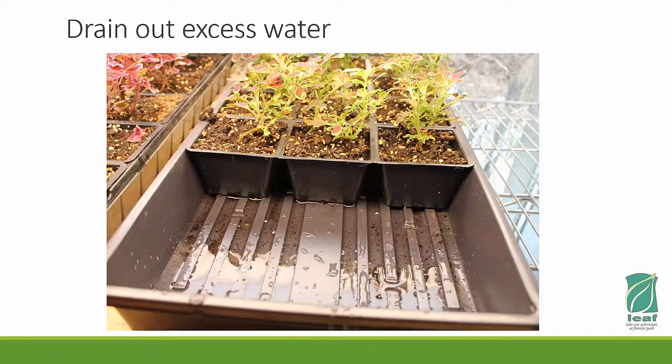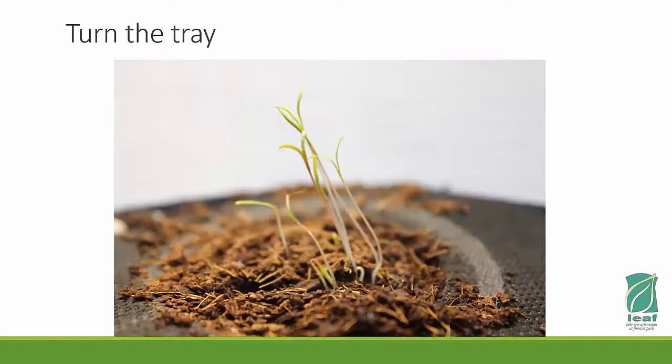If the roots sit in water, they can begin to get root rot, and they will be deprived of oxygen, which can lead to death. After watering your trays, wait about 5 minutes and then drain out any excess water that has collected in your tray. As the seedlings begin to grow, turn the tray every day or two so that the seeds do not begin to lean in one direction. Seedlings need plenty of light, and leaning indicates that they are not getting enough.